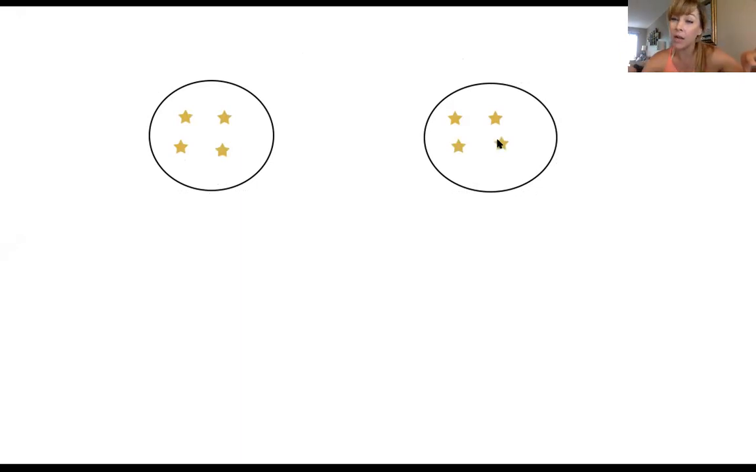I have divided up my 8 stars into 2 groups. This friend gets 4, and this friend gets 4. So each of them get 4. So I had 8, and then I divided it by, I don't even know where the division sign is on here.